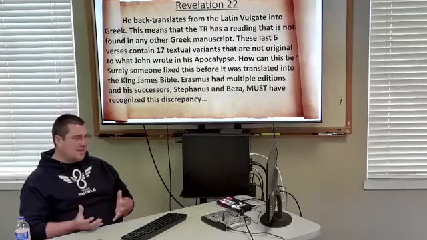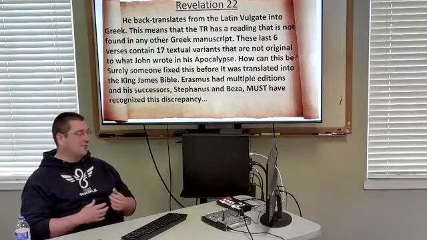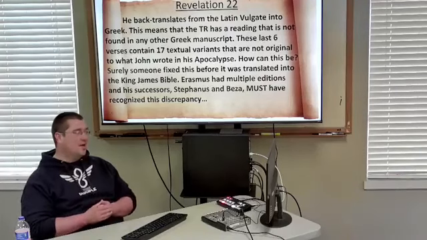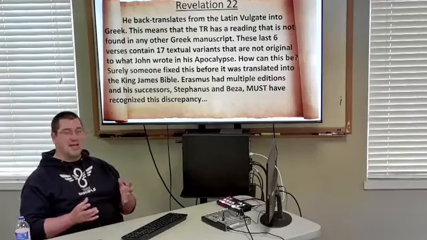But how can this be? Surely someone fixed it before they translated the King James Bible. Erasmus had multiple editions. You have Stephanus, you have Beza. Someone must have fixed this problem, right? So Erasmus did fix the problem, or so he thought. He thought he fixed it.